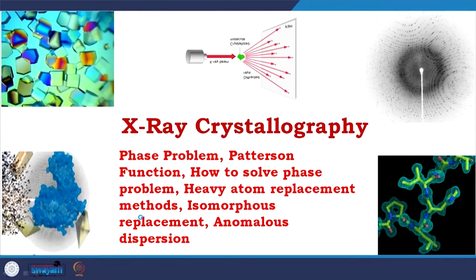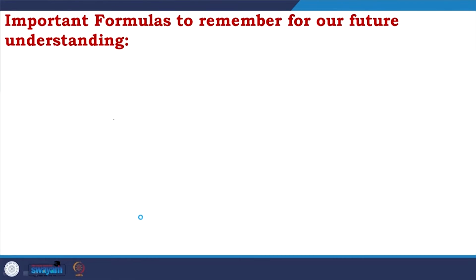We are continuing with the structural biology techniques. We are talking about X-ray crystallography, and today we are going to discuss the phase problem, the Patterson function, how to solve the phase problem, heavy atom replacement methods to solve the phase problem, and some techniques relating to heavy atom replacements, which are isomorphous replacement, anomalous dispersion and so on. I will start where we ended in the previous class.